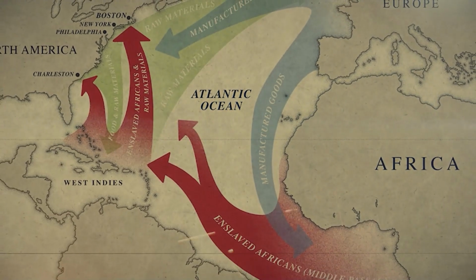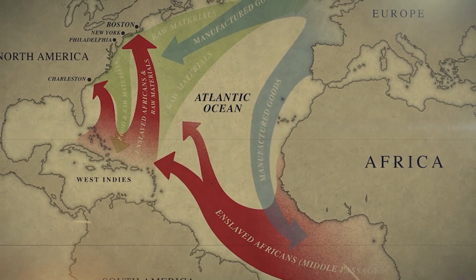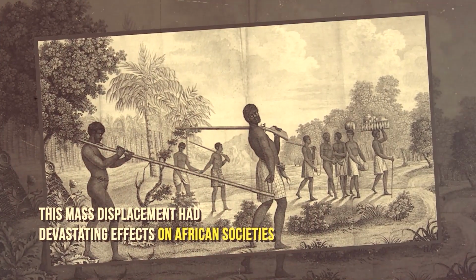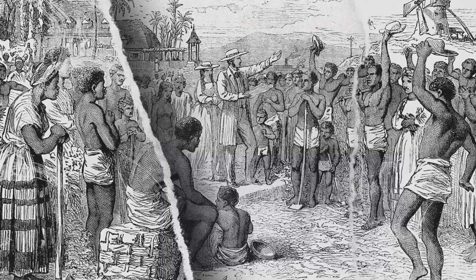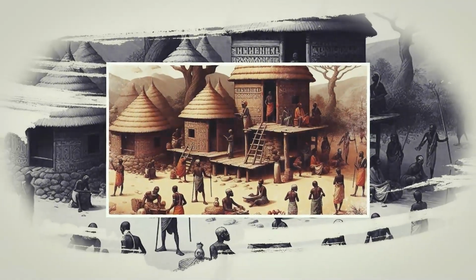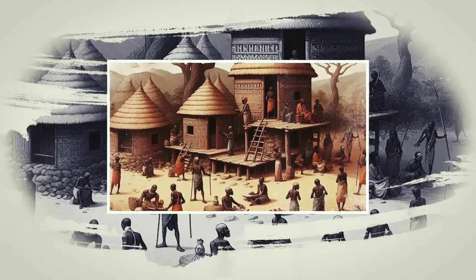The transatlantic slave trade also resulted in one of the most significant forced migrations in human history. Millions of Africans were forcibly transported across the Atlantic to the Americas, profoundly altering the demographic composition of both continents. This mass displacement had devastating effects on African societies, leading to the loss of a significant portion of the population and disrupting the traditional social structures.